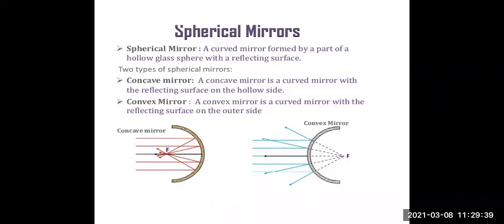In a concave mirror, all the reflecting rays are meeting at a point F. They follow the phenomenon of convergence. While in a convex mirror, they are reflecting outside and they follow divergence.